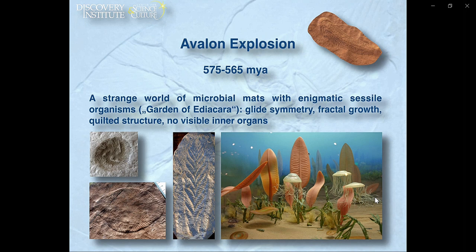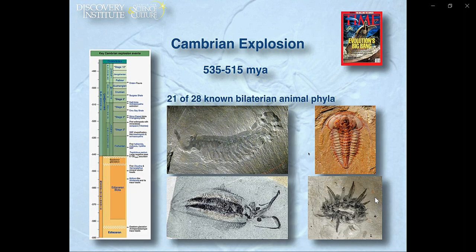The same in the Cambrian, the famous Cambrian explosion that has been called, in the title of Time magazine, Evolution's Big Bang. There we have, also in a short window of time of 20 million years, the appearance of 21 of the 28 known animal phyla. And the animal phyla are the basic body plans, something like a mollusk, or something like a vertebrate, or something like a starfish. So these very different organizations, either segmented or unsegmented, soft-bodied or with an exoskeleton, or with complex eyes or with lens eyes, very different body plans, they appear out of nowhere in the so-called Cambrian explosion.